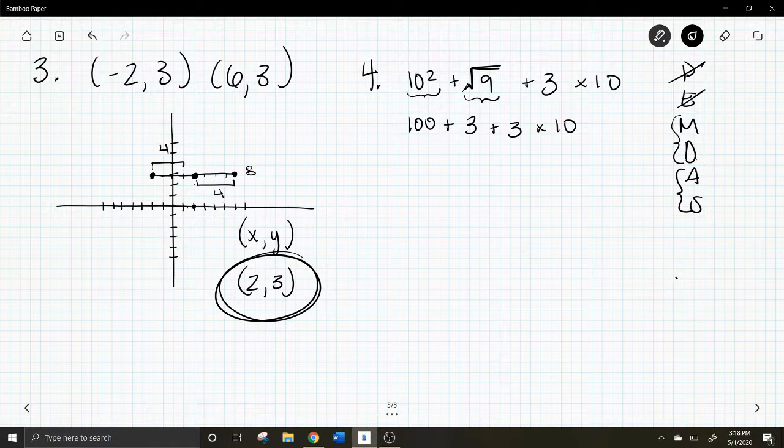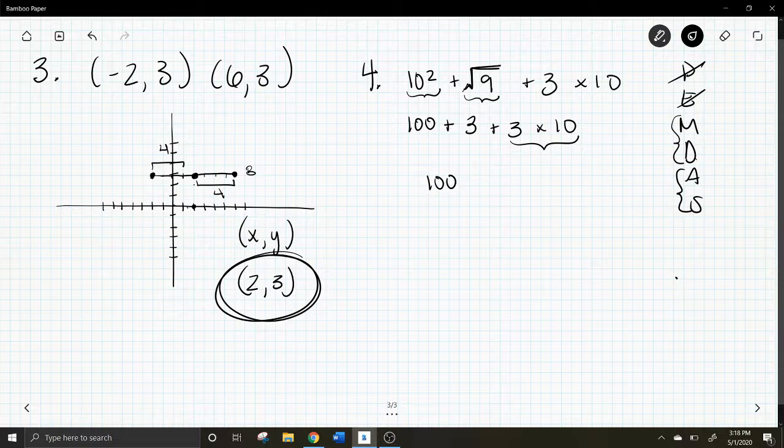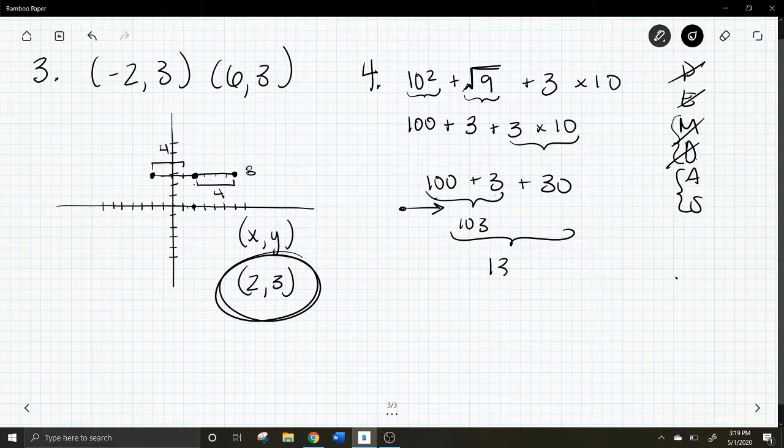Next is multiplication or division, and we only have one instance, and that is over here, 3 times 10, so that's 30. So 100 plus 3 plus 30, so that's done. Addition and subtraction as we go from left to right. So we're going to start with 100 and work our way down. 100 plus 3 is 103. 103 plus 30 is 133. So that's how you do that problem with order of operations.